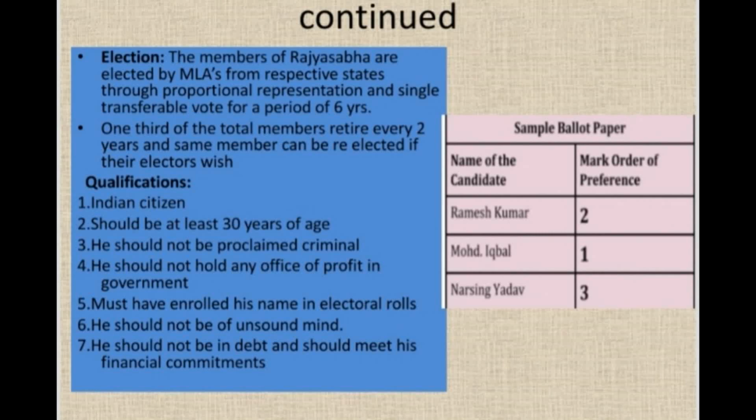Coming to the qualifications, they are the same as those of Lok Sabha: he should be an Indian citizen, should not be proclaimed a criminal, should not hold any office, must have enrolled his name in the electoral rolls, should not be of unsound mind, and should not be in debt, meeting all his financial commitments. The only difference is that he should have a minimum age of 30 years. That means the minimum age to contest the Rajya Sabha election is 30 years, whereas for Lok Sabha it is 25 years.